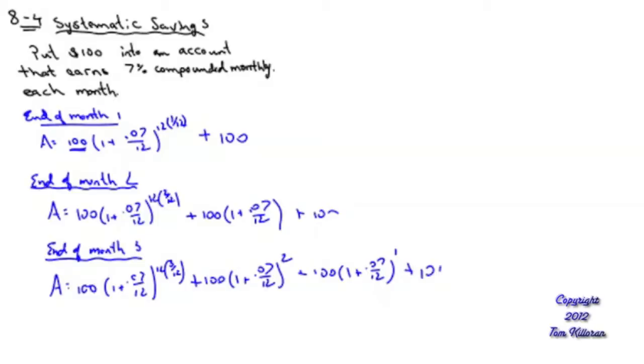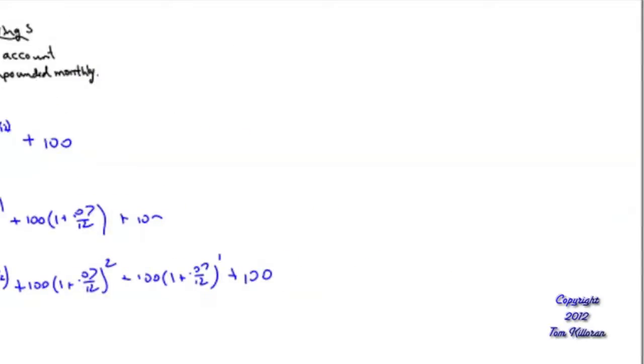So this pattern, I can keep it going forever and ever. So you just drop the 12 off. Well, 12 times 3 over 12 is 3. So if I go to the fourth month, it would be 100, that thing raised to the fourth, 100, that thing raised to the third, 100, that thing raised to the second, 100, that thing raised to the first, and then add on another 100. So the pattern kind of continues.